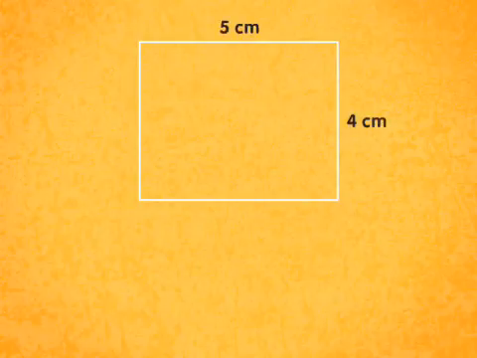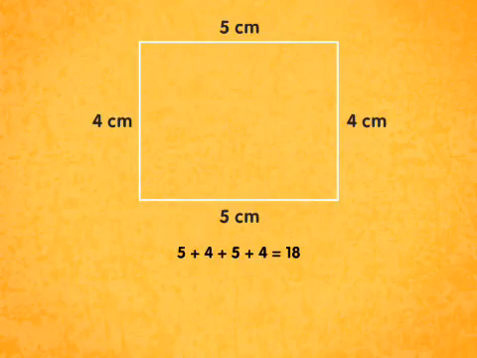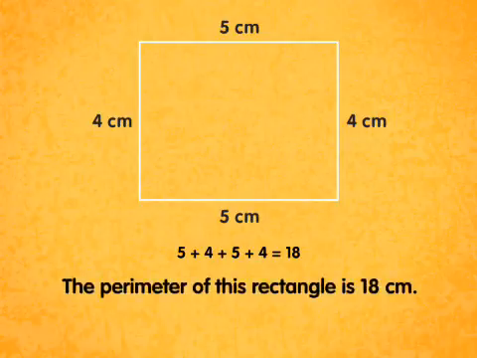Perimeter is a measure of the distance around a polygon. Let's explore some different ways to find the perimeter of this rectangle. One way to calculate the perimeter of a rectangle is to find the length of each side and then add the side lengths. So, we add 5 plus 4 plus 5 plus 4, which equals 18. The perimeter of this rectangle is 18 centimeters.